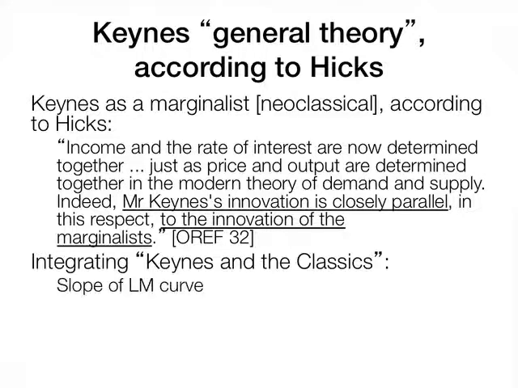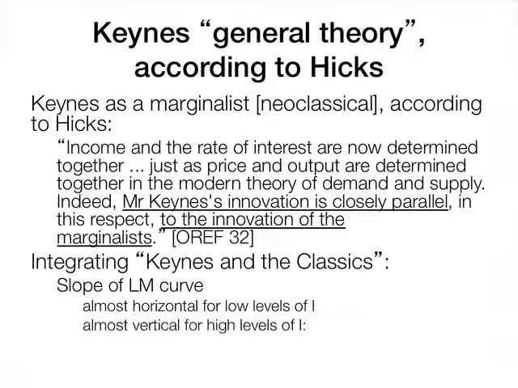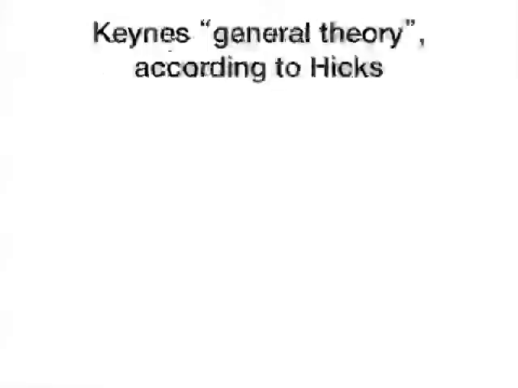Okay? Couple of things. Slope of the LM curve, as we've described, it's almost horizontal at very low levels of investment. And again, it's almost vertical for very high levels of investment. That's one thing where the marginalists, the classicals, the people that Keynes in 1936 were having a go at, they would say, well, yeah, no, we believe that. That's true. We know it's true because it's kind of true. Okay? So they're saying that.